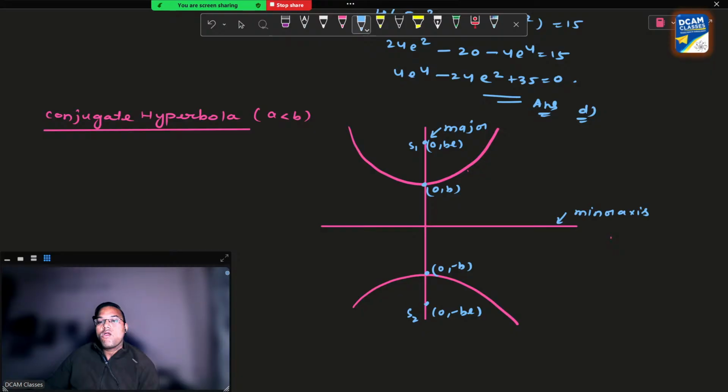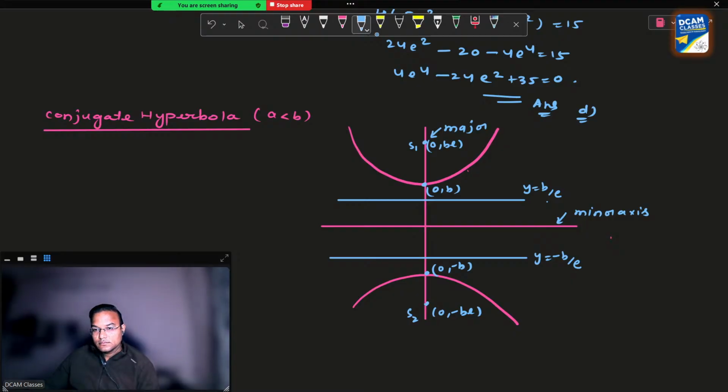Now these are the two foci. What other things? Directrix and all. y is equal to b by e is one directrix. The other directrix is y is equal to minus b by e. What else?